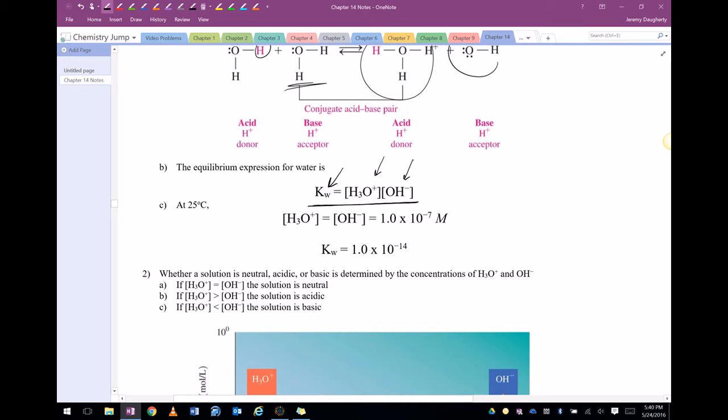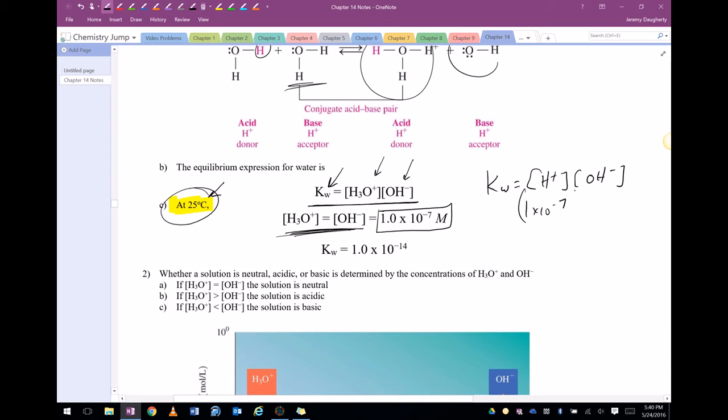Remember K is temperature dependent, so at 25 degrees Celsius, hydronium and hydroxide are equal to each other. They're always equal to each other. And then, as it turns out, each one of those concentrations at 25 degrees Celsius is 1 times 10 to the negative 7th. So when I plug that into my Kw, I'm just going to write H plus. Here's for water, 1 times 10 to the negative 7th.